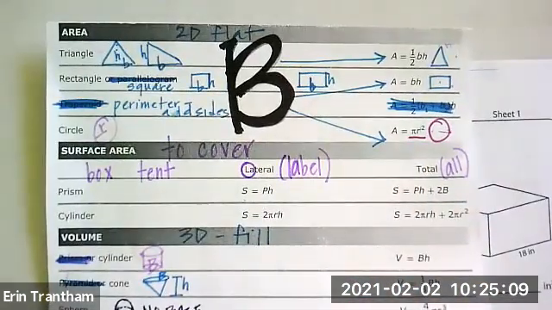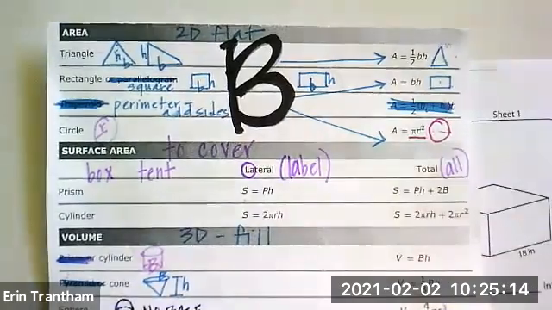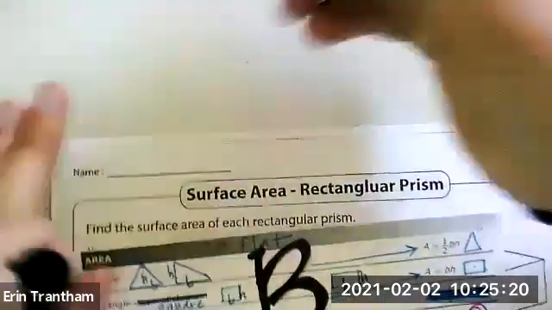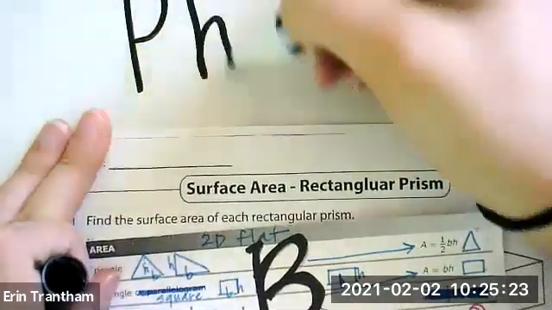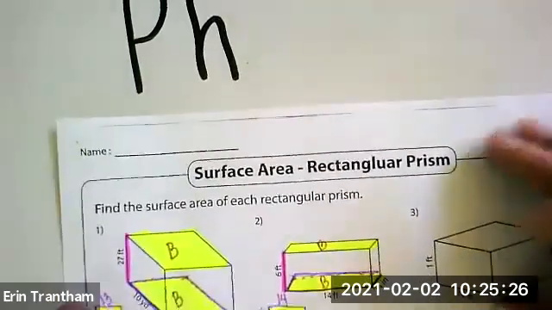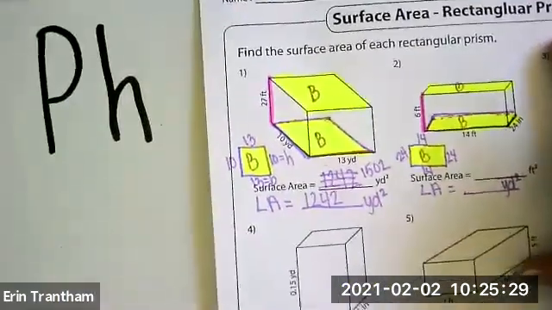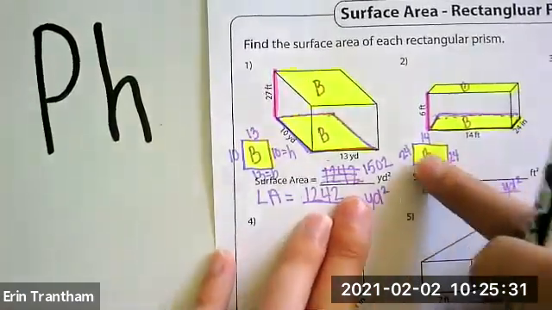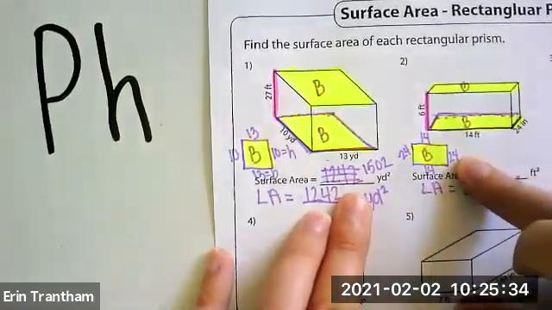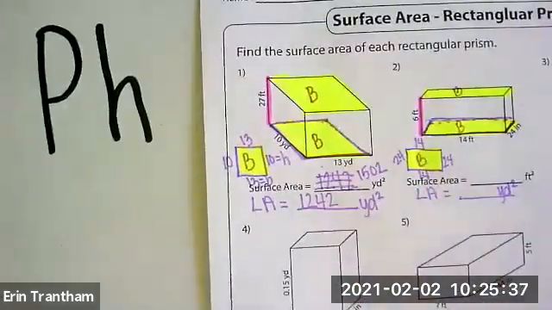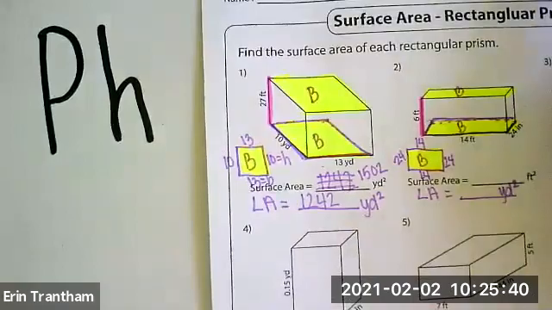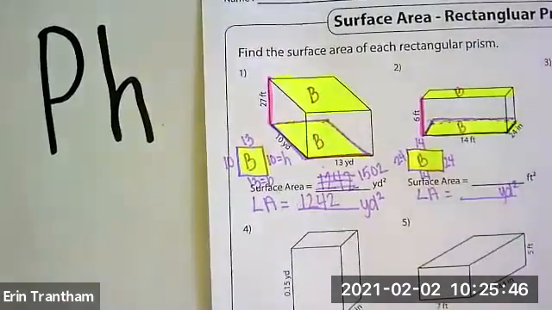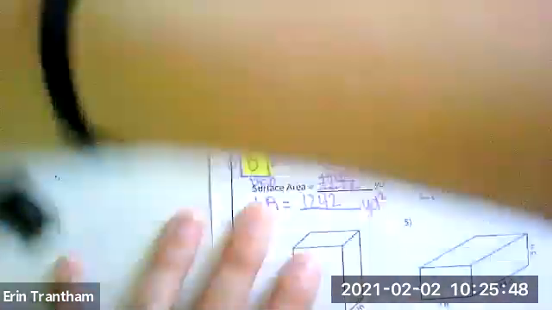Do you guys want to do lateral first and then total, or do you want to do it all together? Okay. So lateral is the big P times H. So write that on your desk. So if this is my base, I have 24 plus 14 plus 24 plus 14. What do you get? 76. Yes, replace your big P with 76.